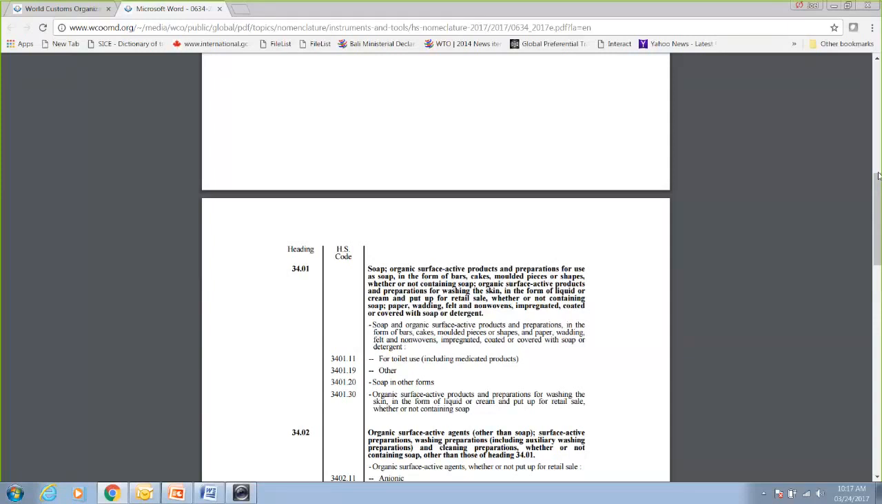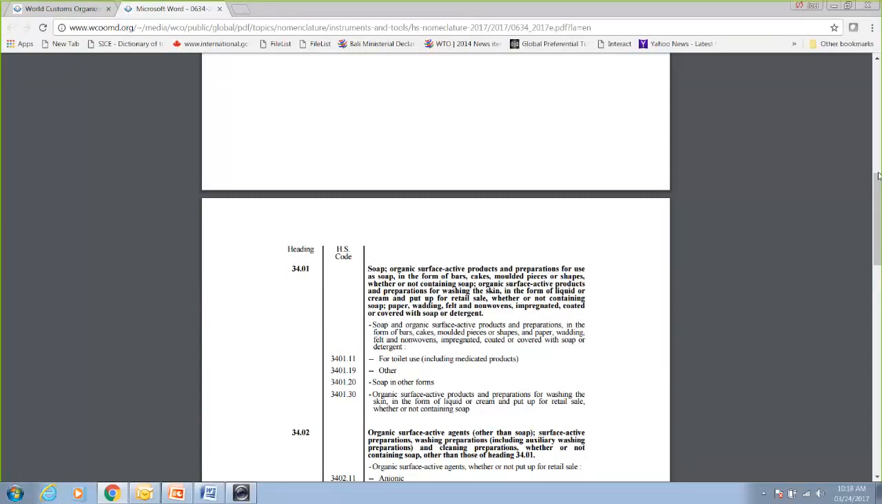Sometimes the 8-digit level tariffs, such as those of the US and Canada, are available online. So you simply go on Google and search for the national tariff of Canada or the US, and you will find their tariff schedules. Again, the schedules will be along the lines of the HS, so you follow the same pattern, and against a particular heading you will find the breakdown at the 8-digit subheading level, and the particular tariff which would apply to that subheading.